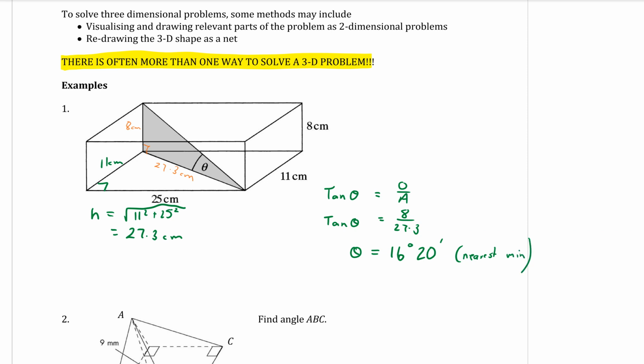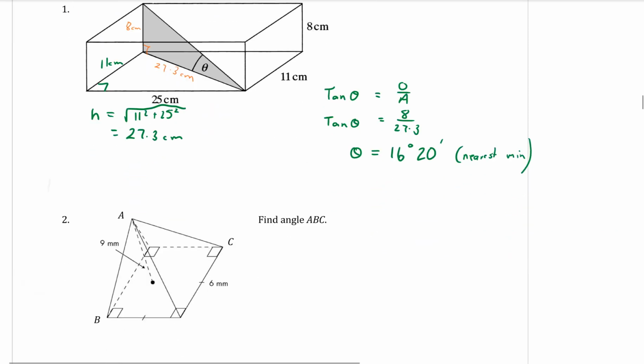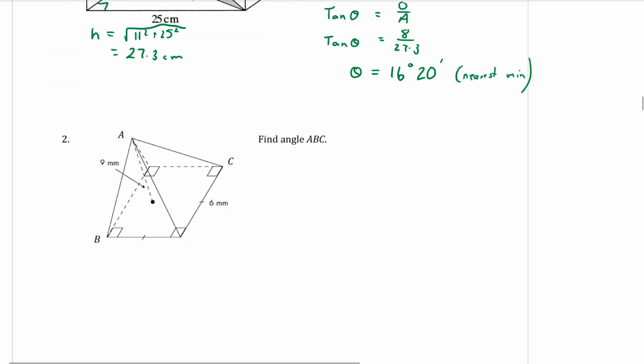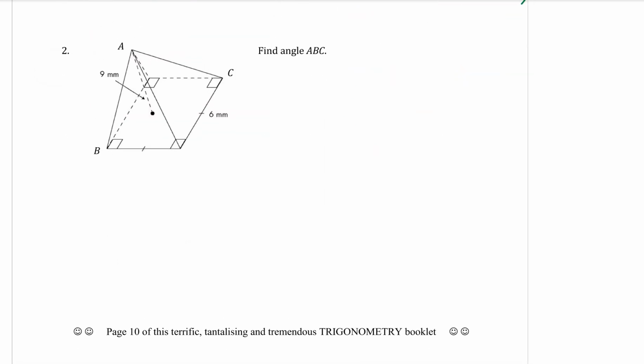Okay, let's do one a little bit trickier. Question 2. All right, it says up here that in this diagram, we want to find angle ABC. Now, carefully trying to draw where that is. A down to B and across to C. That is the theta in there that I'm trying to find. Angle ABC.